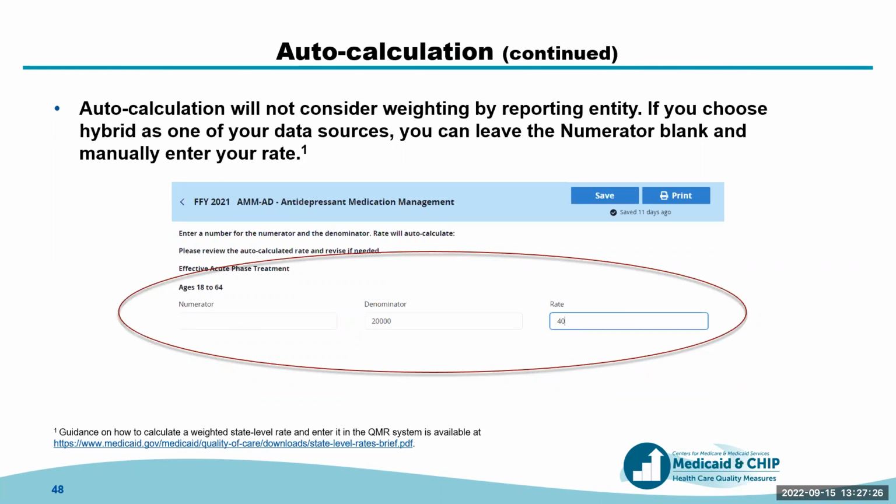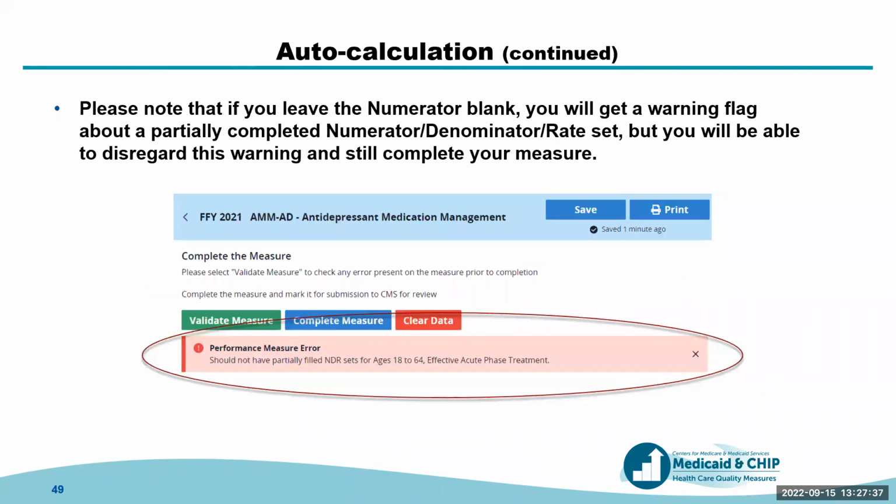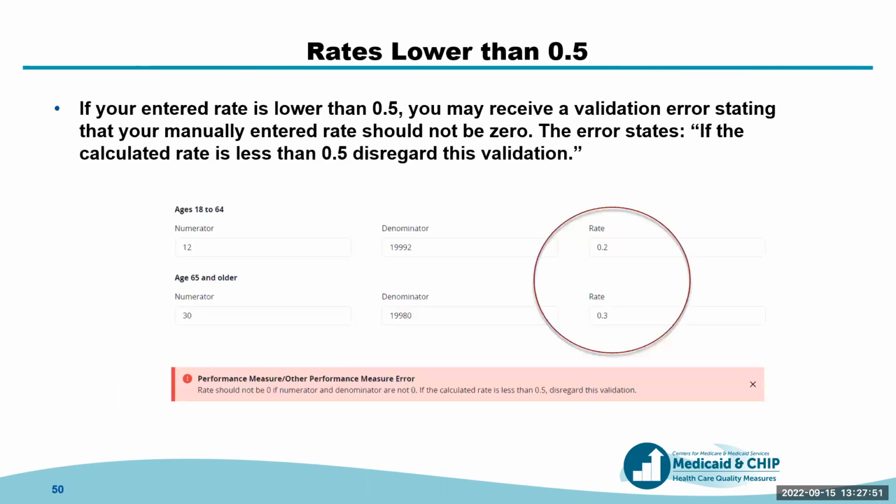If you choose hybrid as one of your data sources, you can leave the numerator blank and manually enter your rate. More information can be found at the link provided on this slide. Please note, if you do leave the numerator blank, you will get a warning flag about a partially completed numerator, denominator, and rate set, but you will be able to disregard this warning and still complete your measure. If your entered rate is lower than 0.5, you may receive a validation error stating that your manually entered rate should not be 0. The error states, if the calculated rate is less than 0.5, disregard this validation, and you can do that.